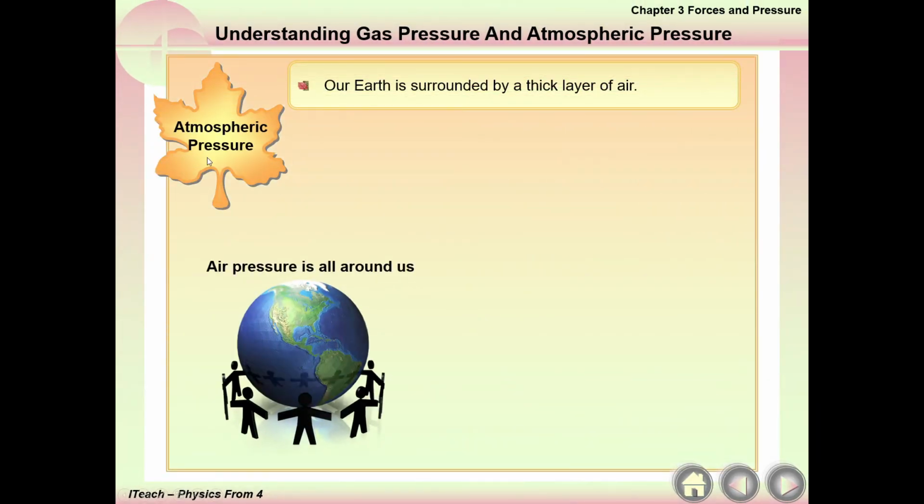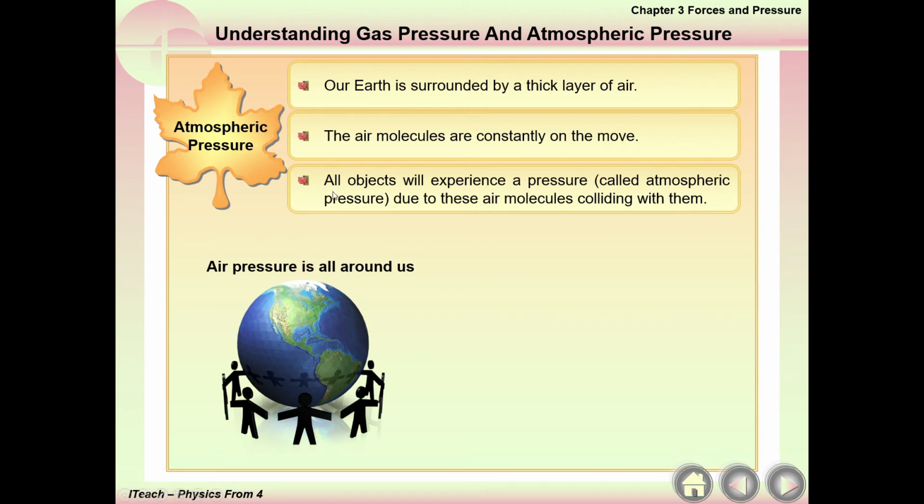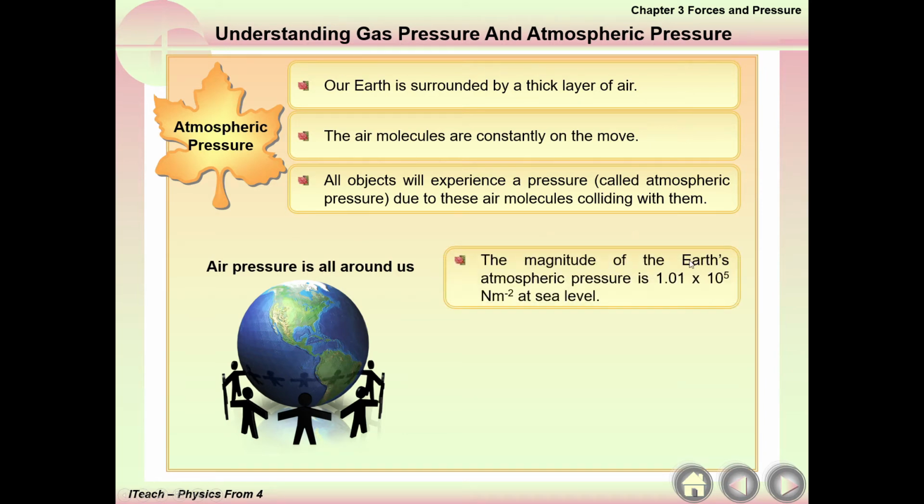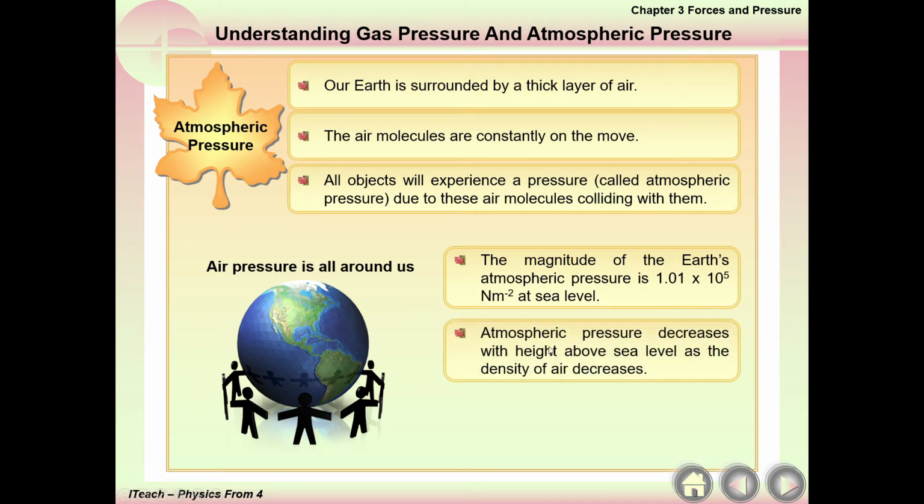Okay, for atmospheric pressure, our Earth is surrounded by a thick layer of air. The air molecules are constantly on the move. All objects will experience a pressure called atmospheric pressure due to these air molecules colliding with them. The magnitude of Earth's atmospheric pressure is 1.01 times 10 to the power of 5 Newton meter negative 2 at sea level. Atmospheric pressure decreases with height above sea level as the density of air decreases. This causes fewer air molecules colliding with the object.